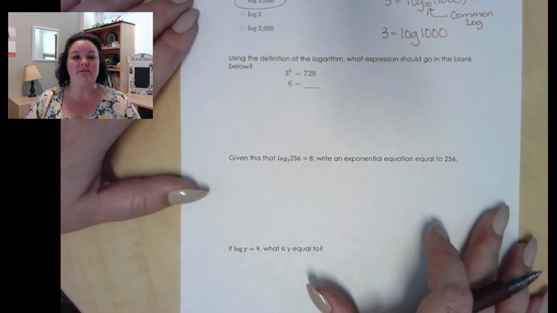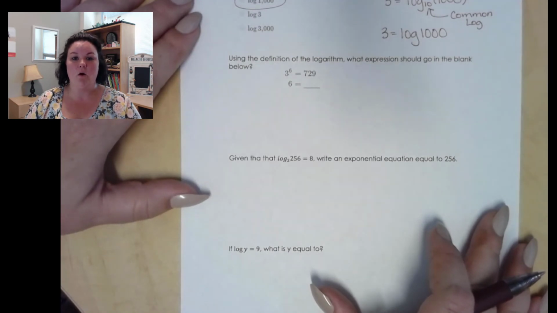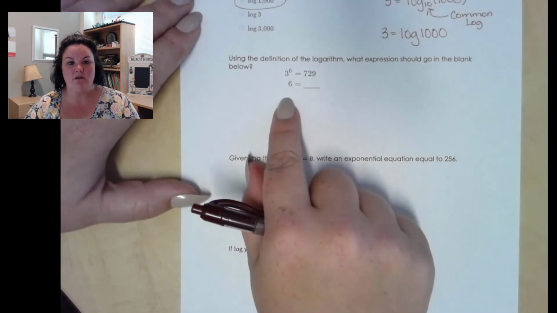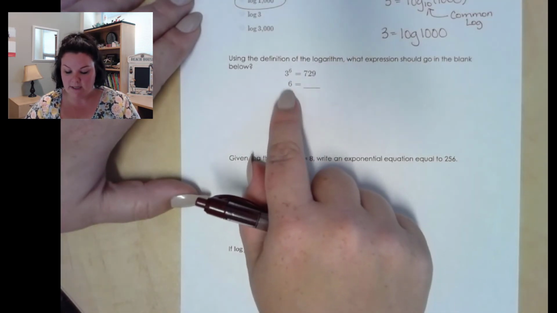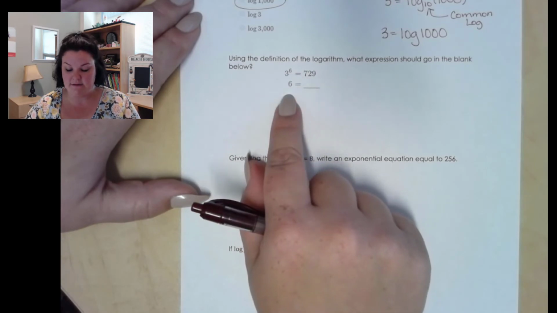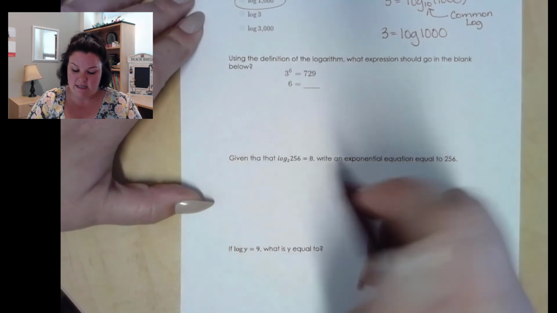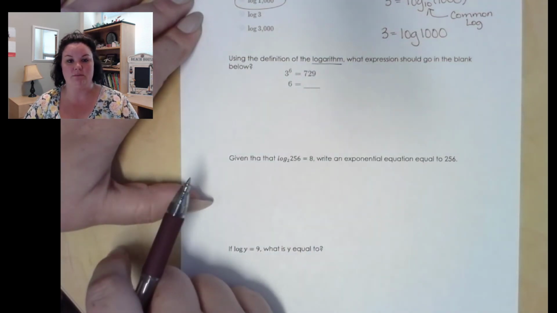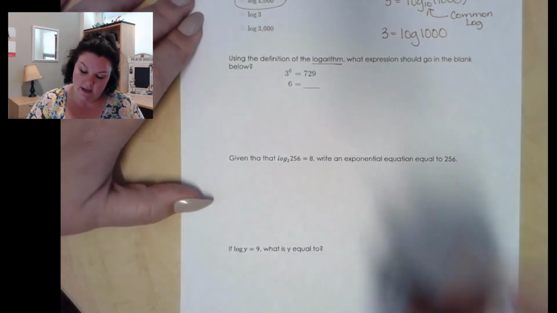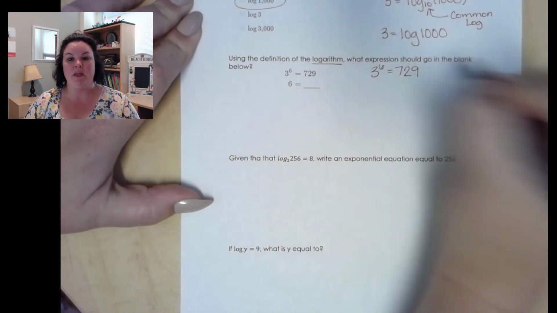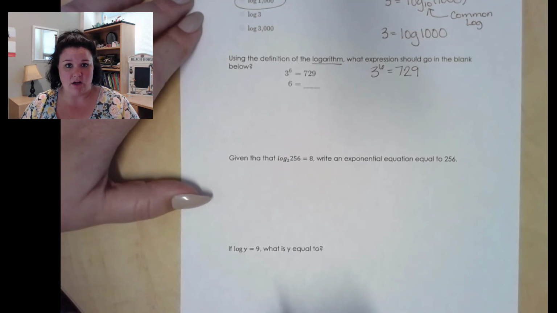Here it says, using the definition of the logarithm, what expression should go in the blank? So you can see here that our 6 has come out of the exponent. The only way we can get that 6 out of the exponent is if we got rid of that exponential base. Okay, and it says we're using the definition of logarithm. So I'm going to change forms. I'm going to take 3 to the 6th equals 729, and I'm going to rewrite it as a logarithm.